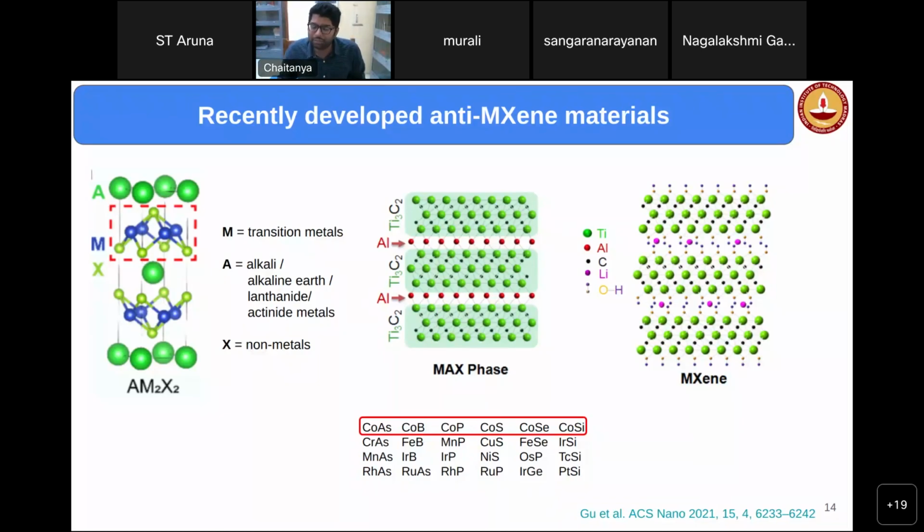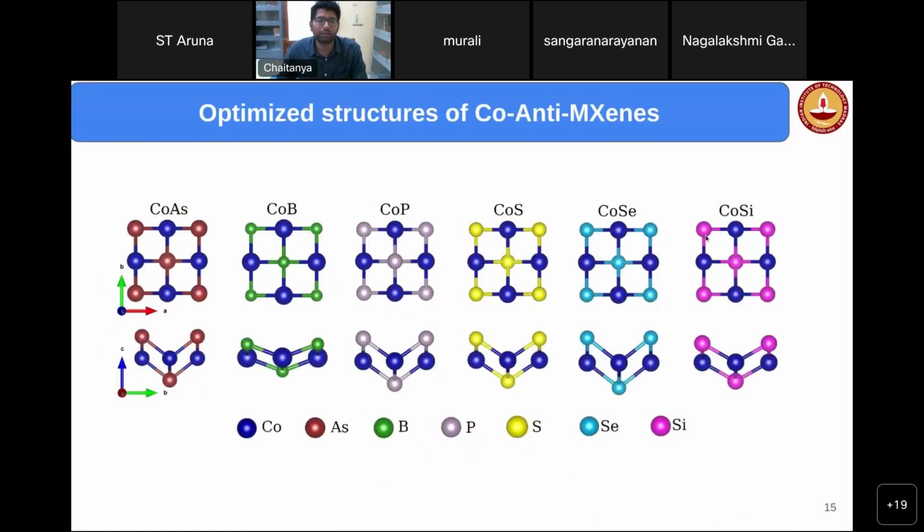Several anti-MXenes were found in this particular paper, and among them we considered just the cobalt-containing anti-MXenes, because they found that cobalt boride has a very high specific charge capacity for lithium. We studied each of the properties I mentioned earlier. This is how they look: cobalt arsenide, boride, phosphide, and so on. As I mentioned, this is the metal atom, and above and below you have the non-metal atoms.